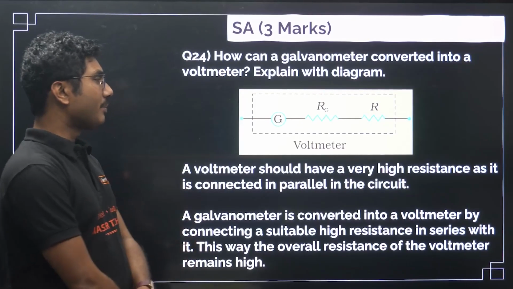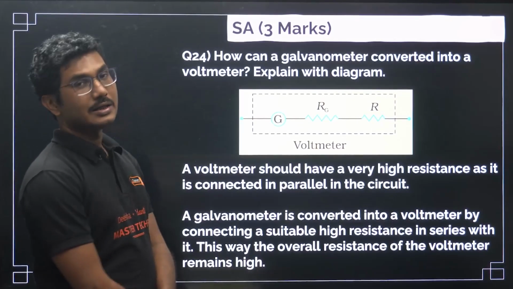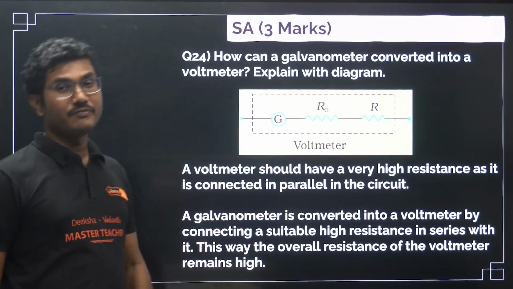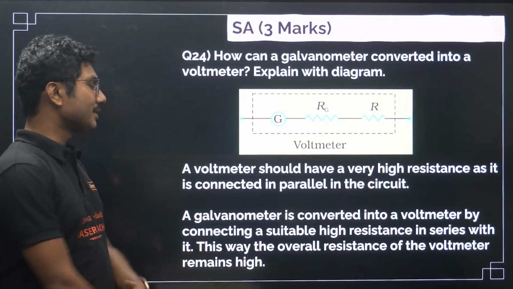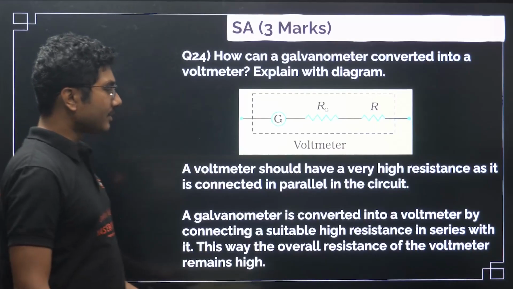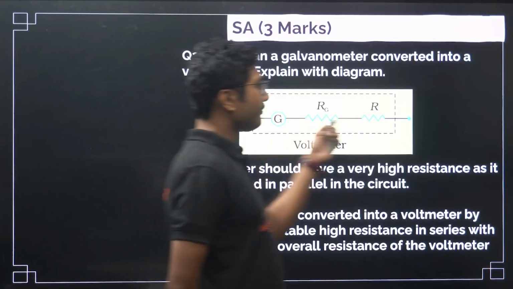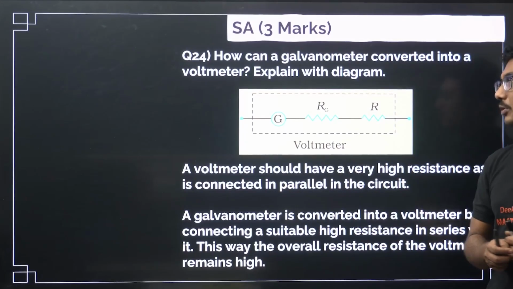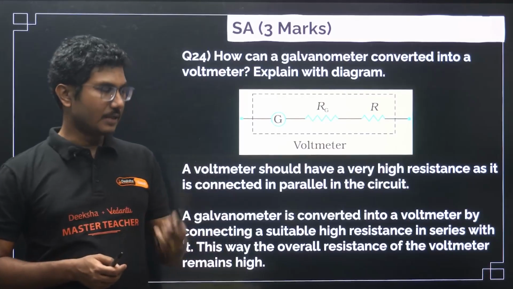A voltmeter should have a very high resistance as it is connected in parallel in the circuit. This is a statement for why you have to have a voltmeter of very high resistance. A galvanometer is converted into a voltmeter by connecting a suitable high resistance in series with it. This way the overall resistance of the voltmeter remains high. So, if you add a very high resistance to a galvanometer, you can convert the galvanometer into a voltmeter, so that its overall resistance remains very high.